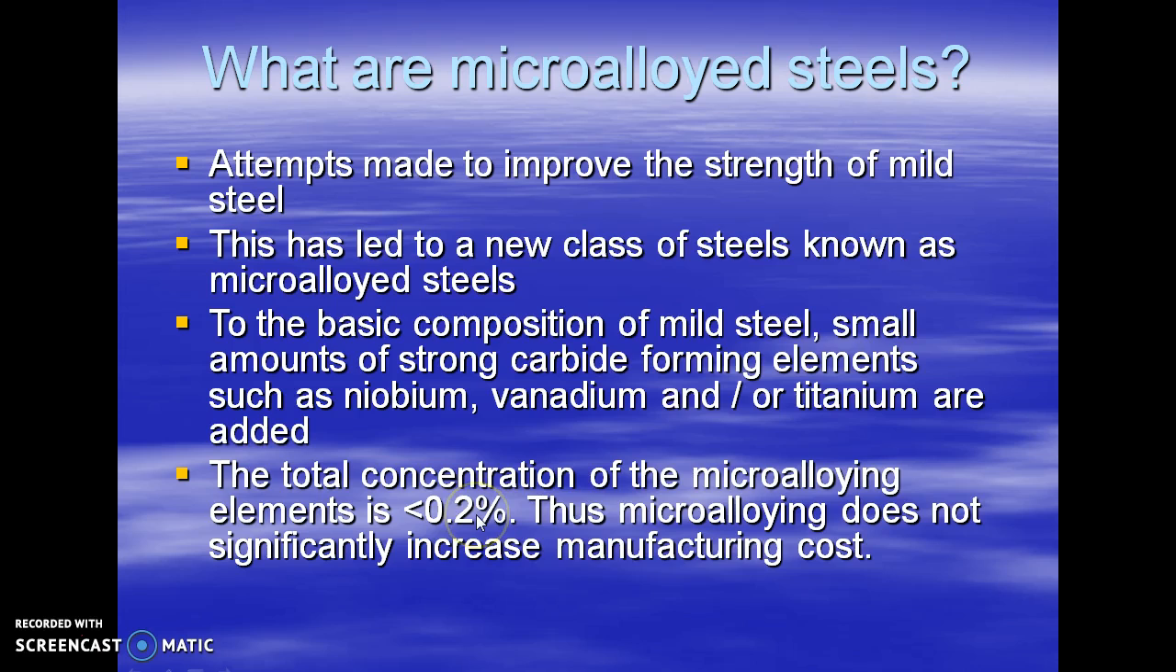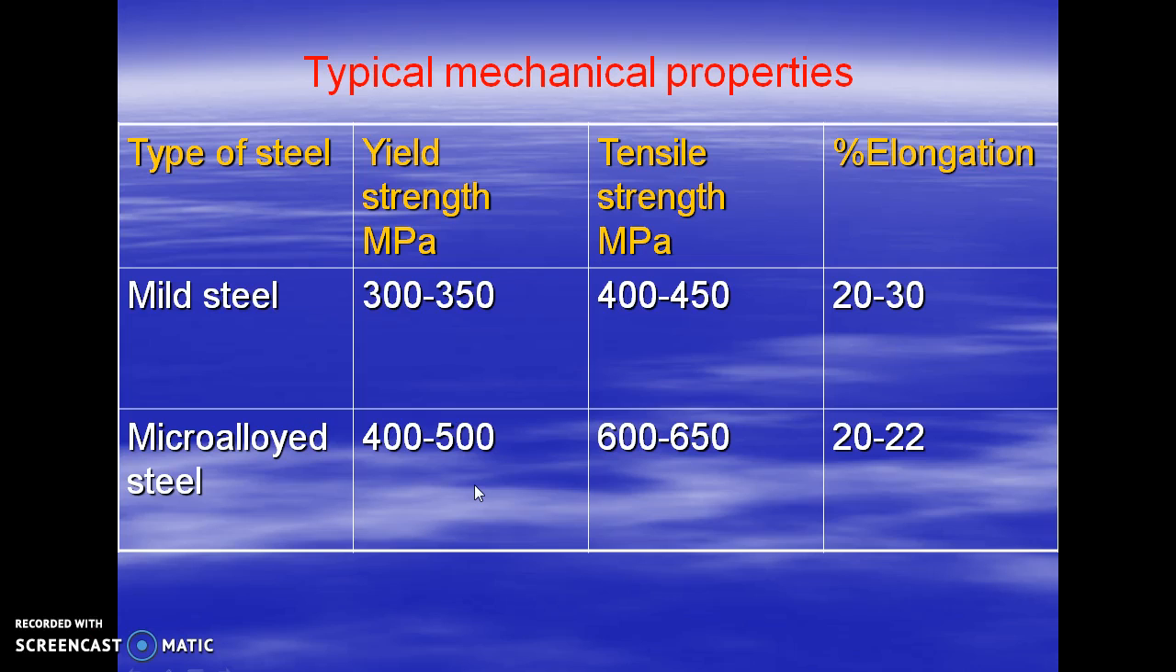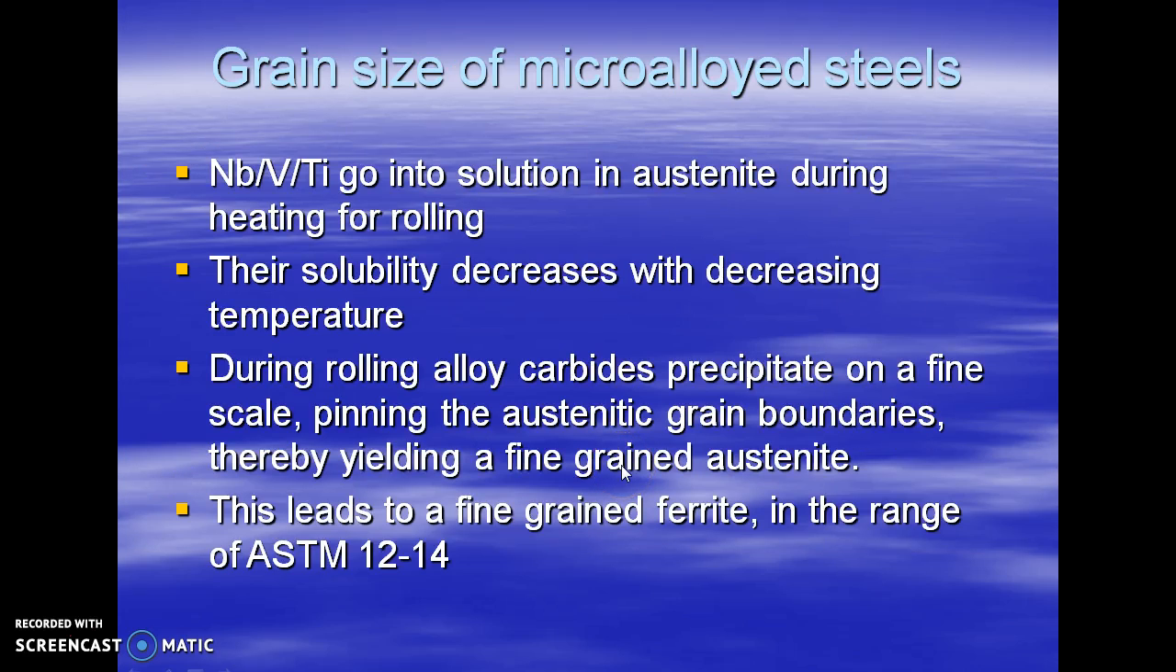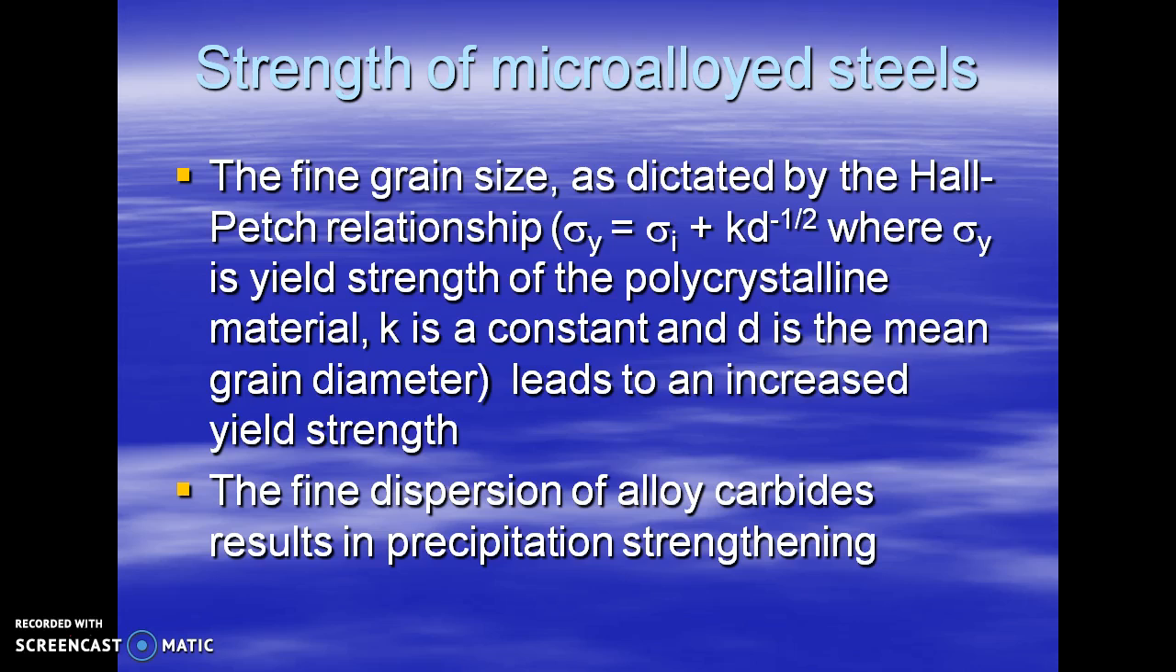This is important. It is important that microalloying does not significantly increase manufacturing cost because of this small percentage, right? So these are the typical mechanical properties. Now you can see that it has certain elongation but has a strength. If you want to increase the strength, you can go with microalloy steel by using these kinds of carbide forming elements. Now you can see the grain size, which has been refined. So ASTM 12 to 14.